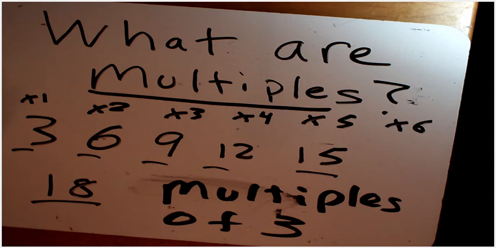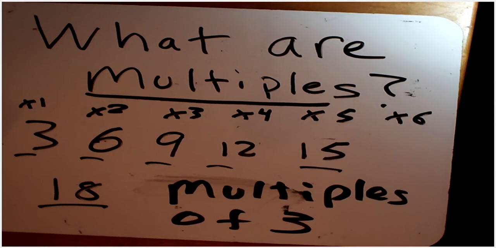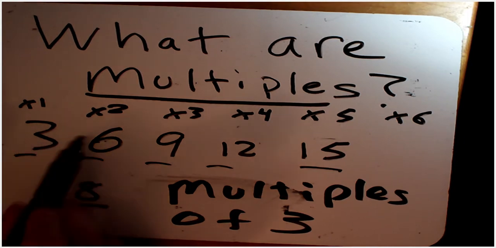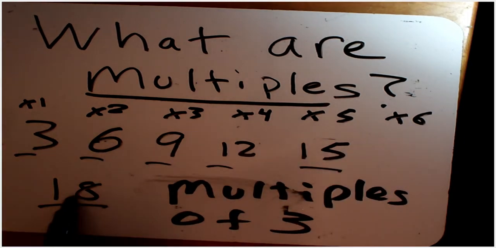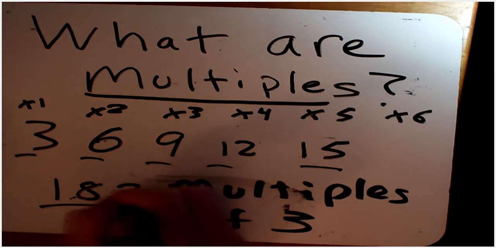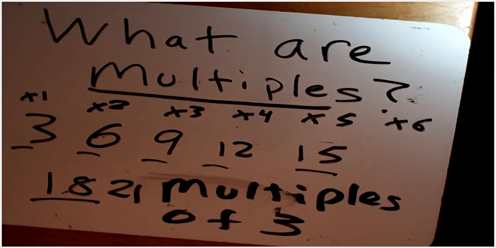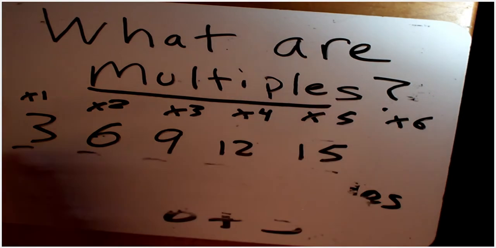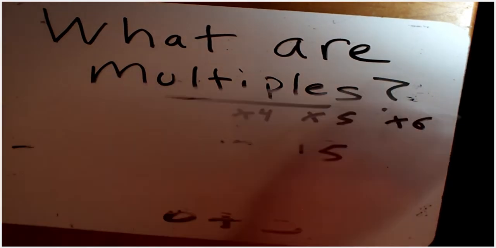So if I would ask you the next multiple of 3, what would that be? Think about it. You have 3 times 1, 2, 3, 4, 5, 6. That would be 3 times 7, right? Or 21. Understanding and knowing multiples is important for fractions and when you start to add and subtract fractions.